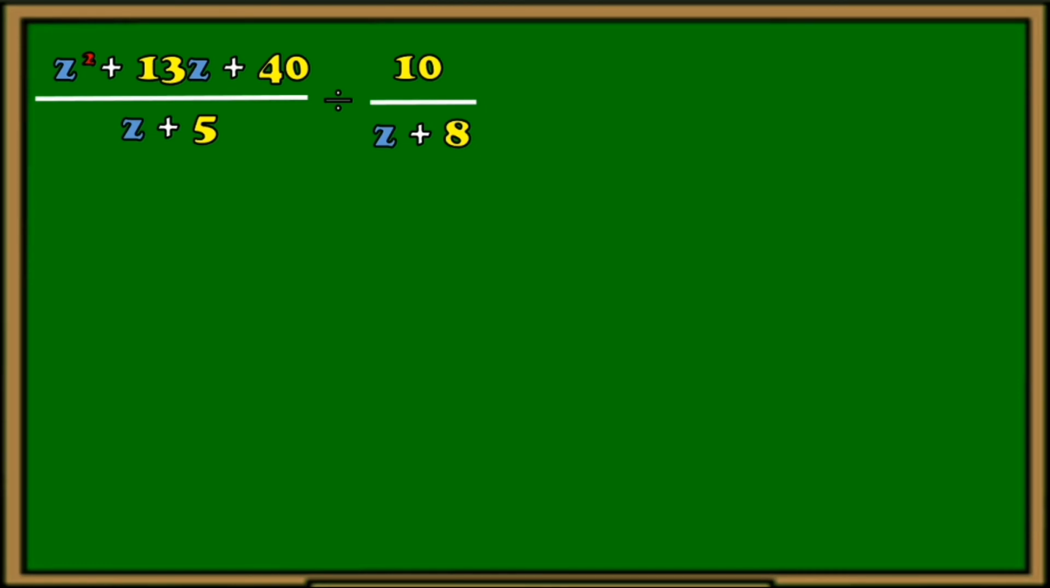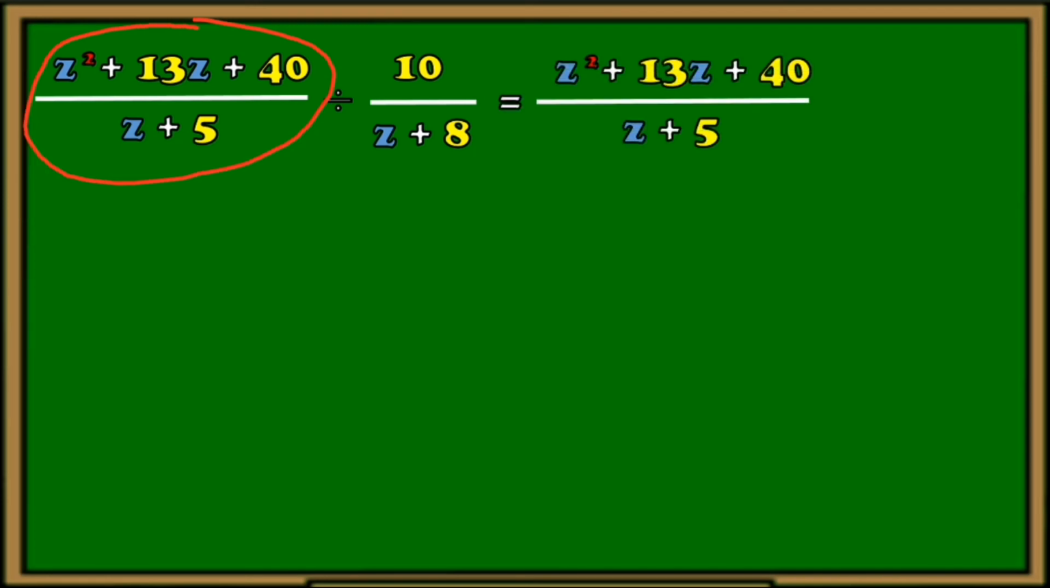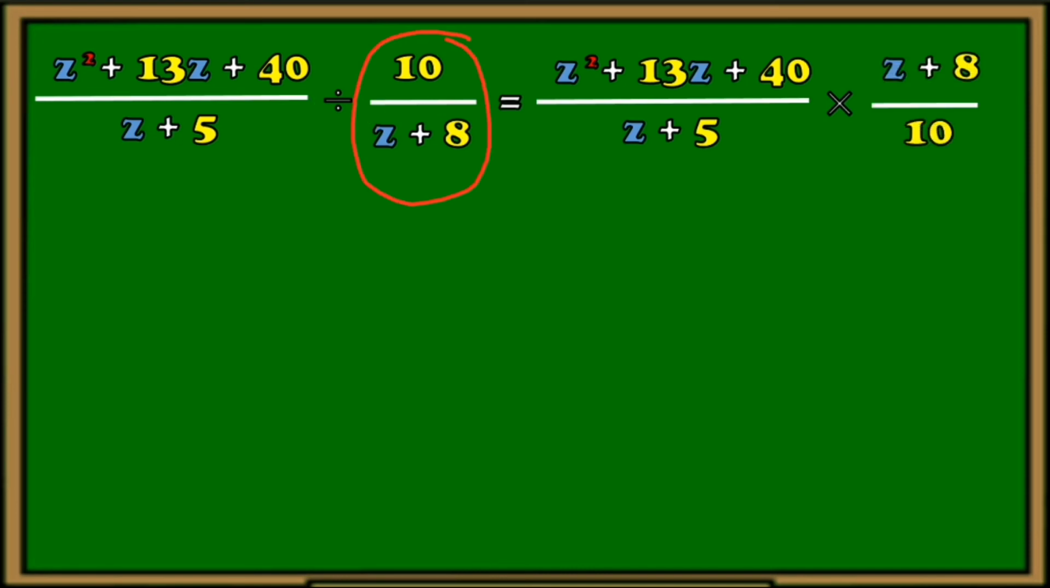Another example, z squared plus 13z plus 40 all over z plus 5 divided by 10 over z plus 8. Copy z squared plus 13z plus 40 all over z plus 5. Change the operation to multiplication and get the reciprocal of 10 over z plus 8. That is z plus 8 all over 10.